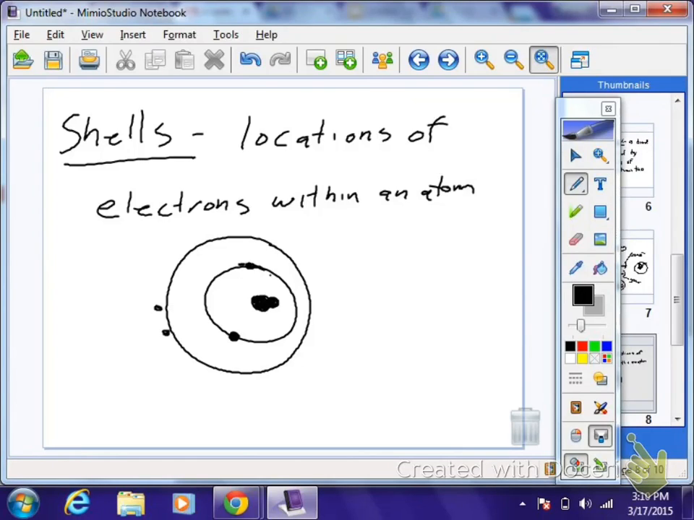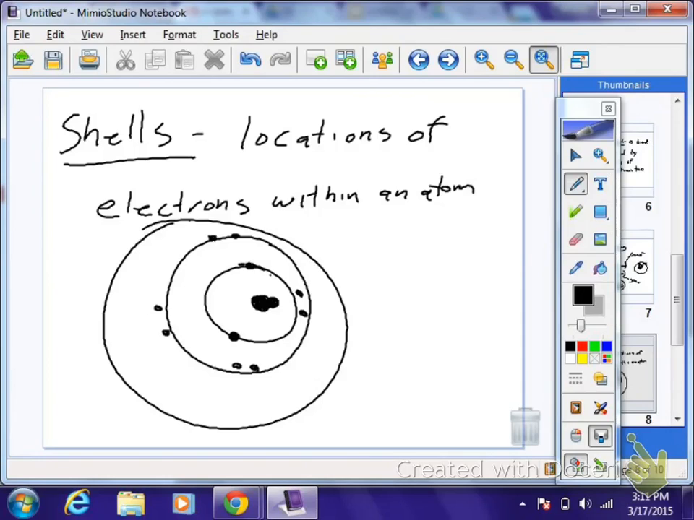I want you to look at the periodic table and count across the second row. How many elements are in the second row? 8. Now the periodic table is telling us a lot. It's telling us how many electrons are in the first shell, first row, second shell, second row. How many is in the third shell? 8. And it continues on that way.